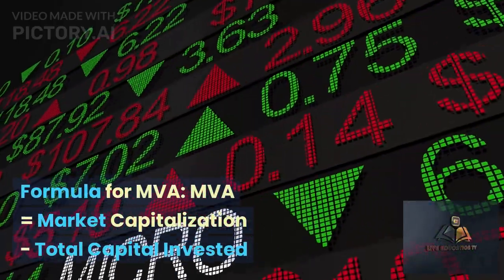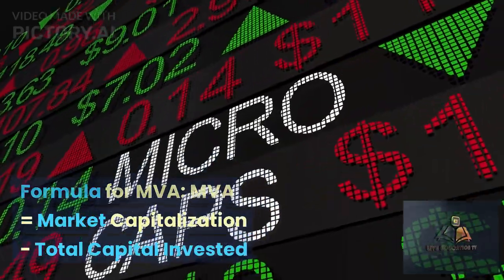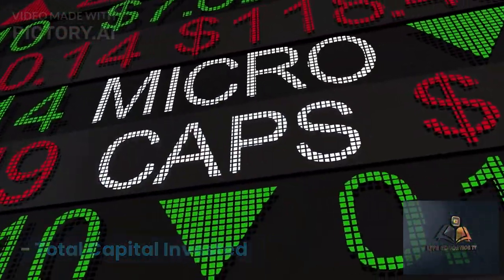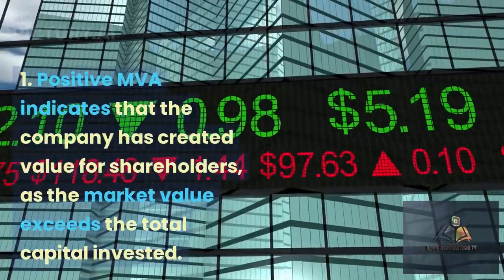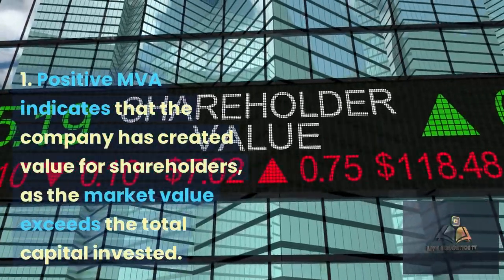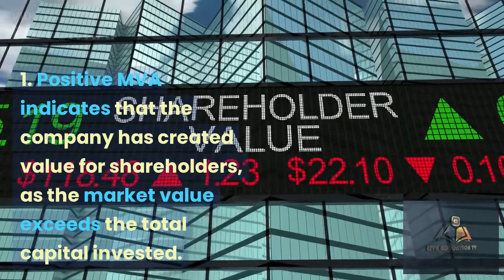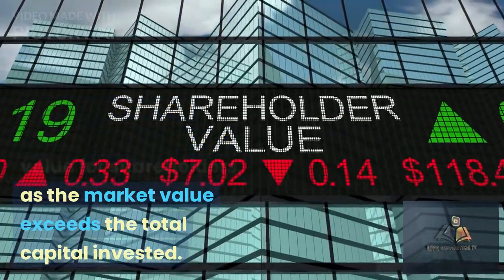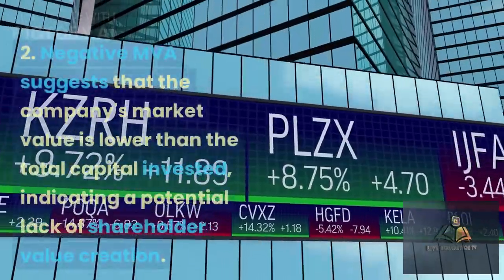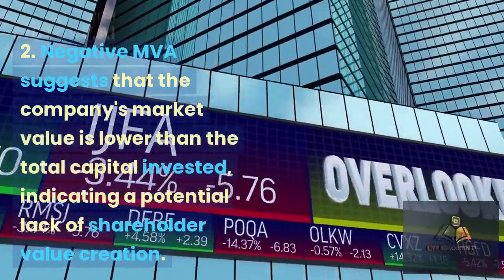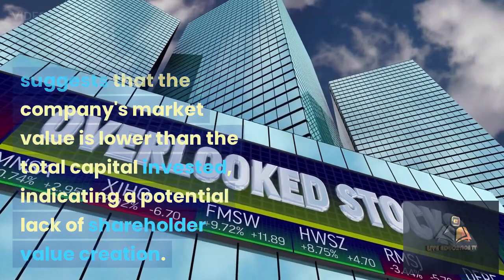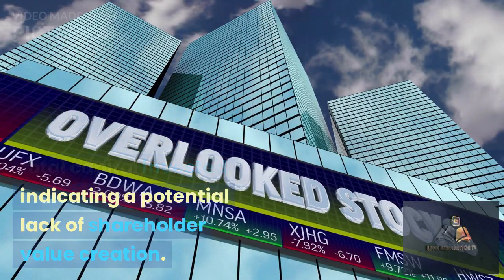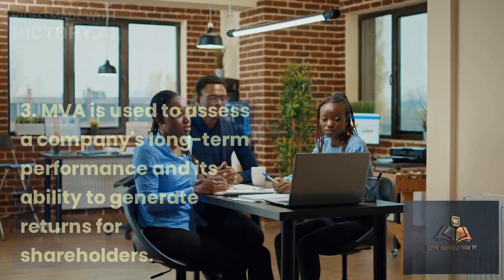Formula for MVA. MVA equals market capitalization minus total capital invested. Key points about MVA. 1. Positive MVA indicates that the company has created value for shareholders, as the market value exceeds the total capital invested. 2. Negative MVA suggests that the company's market value is lower than the total capital invested, indicating a potential lack of shareholder value creation.